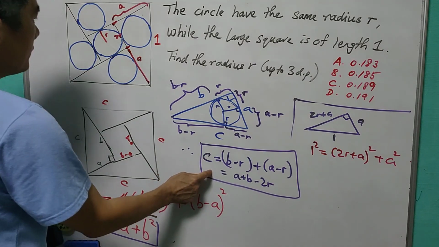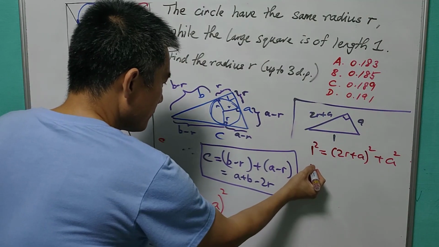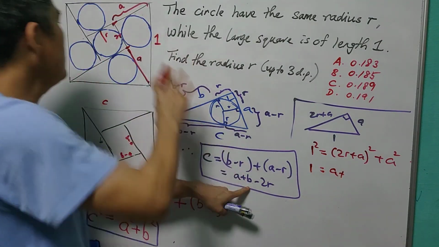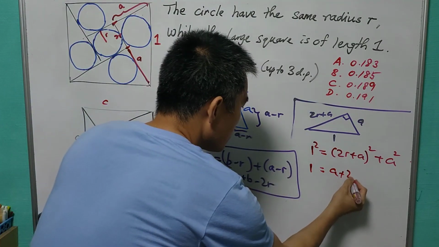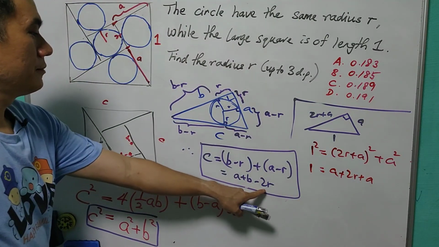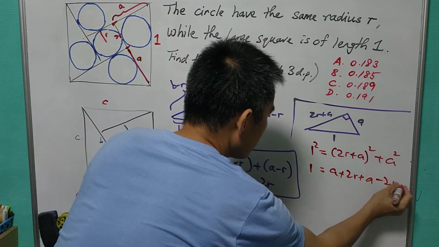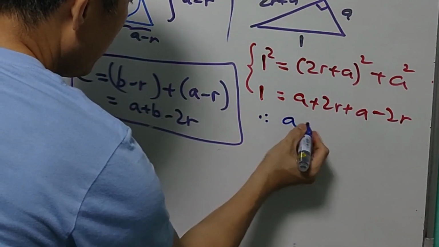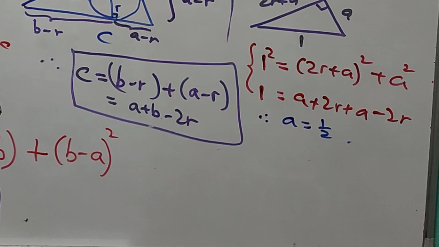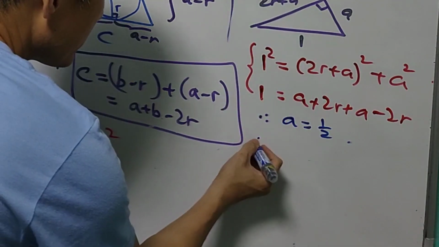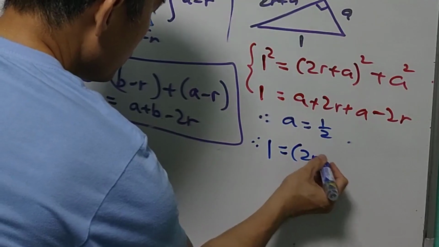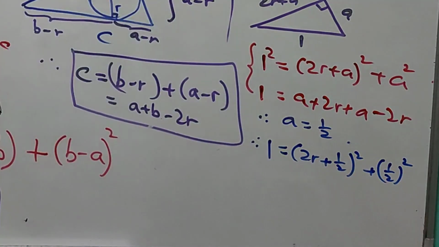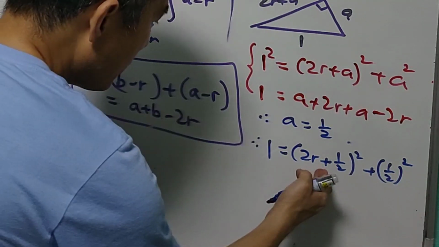And using this idea, we will know that C is equal to 1, A is A, B equals to 2r plus A, minus 2r. So from the second equation, we know that A is equal to half. Since A equals to half, then from the first equation, we know that 1 will equal to (2r plus half) squared plus half squared. So we are going to solve for r.